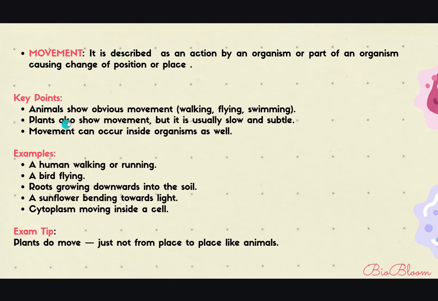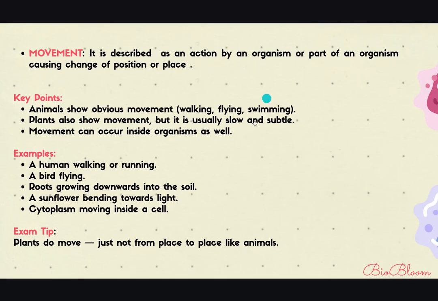Now you might ask, what type of movement? Well, for example, if we see a sunflower that is bending towards light, that is what we basically call movement in plants. Similarly, the roots that are growing downwards into the soil, that is what we refer to as movement in plants. Again, movement can also occur inside the organisms.